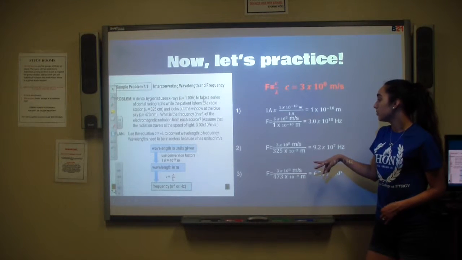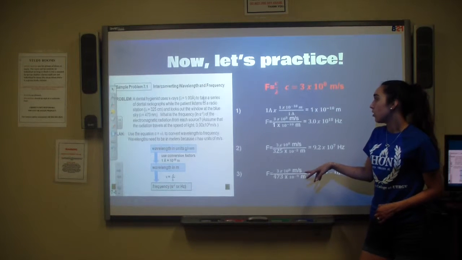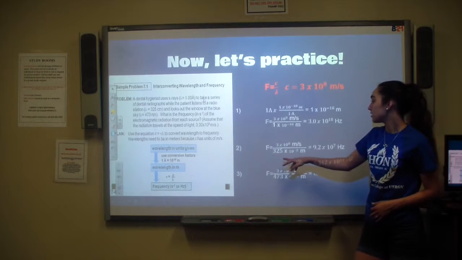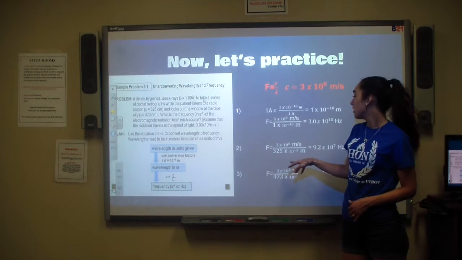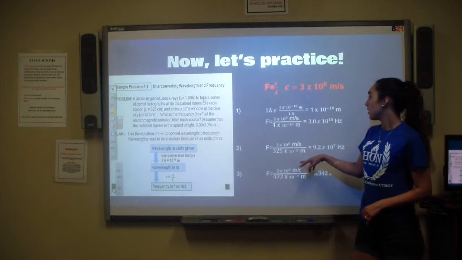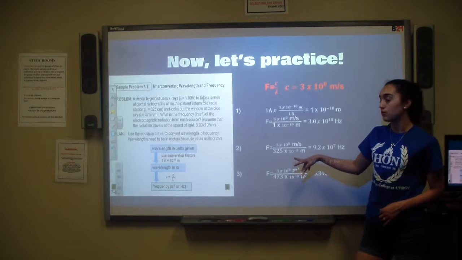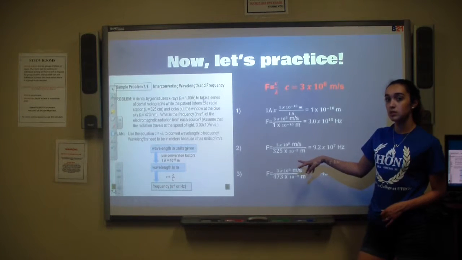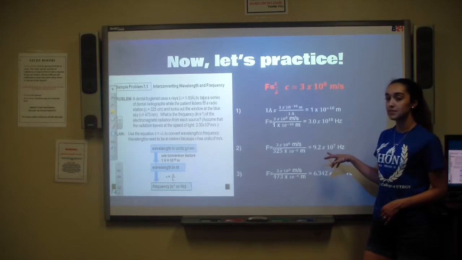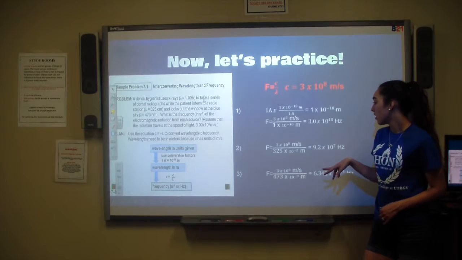In the next question, we are given that the wavelength is now at the radio wavelength. So we're given that it's 325 times 10 to the negative 2 meters. So we plug that into the equation. We have the speed of light over the wavelength of 325 times 10 to the negative 2 meters. And that gives us 9.2 times 10 to the 7 hertz as our frequency for the radio wave.